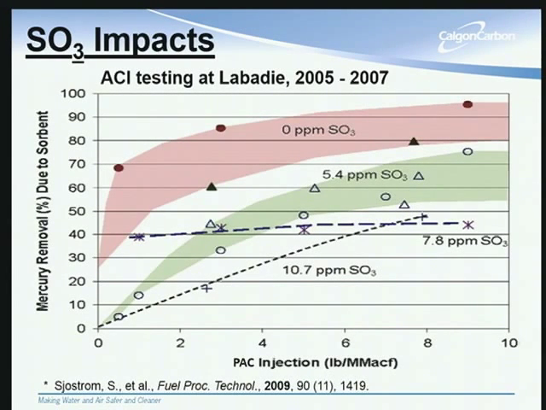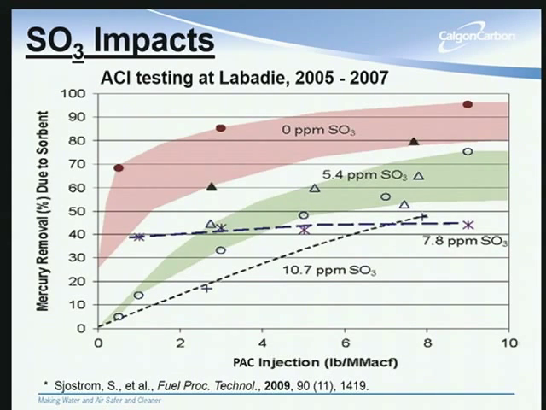So by now, I think most of us in the audience know that SO3 has a hugely deleterious impact on the performance of activated carbon. Here I'm showing you some old data presented by the good folks at ADA-ES. This involves testing that was done at the Labadie station, where they inject SO3 to condition the flue gas for the ESP. And what you have here is percent mercury removal versus feed rate.